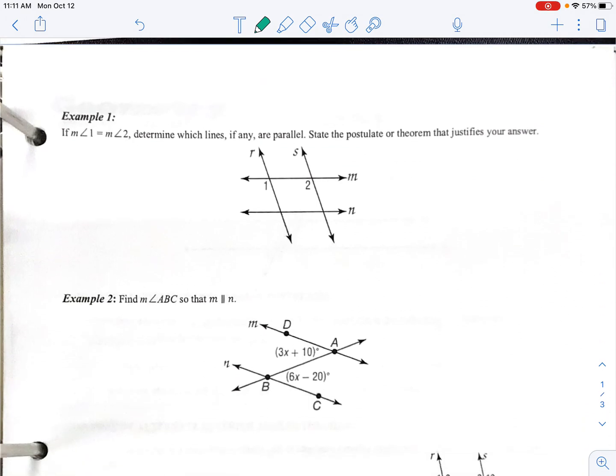All right, so here's where it actually helps us out. It says if angle 2 and angle 3 are the same, so these measurements are the exact same, which lines are going to be parallel, and then state the postulate or theorem that explains it. How I do these problems is I see what line both angle 1 and angle 2 are touching. Angle 1 is touching line M and R. Angle 2 is touching line M and S. They're both touching line M here. So M is your transversal.